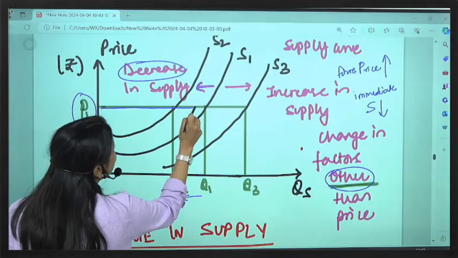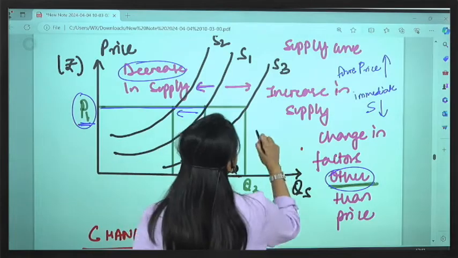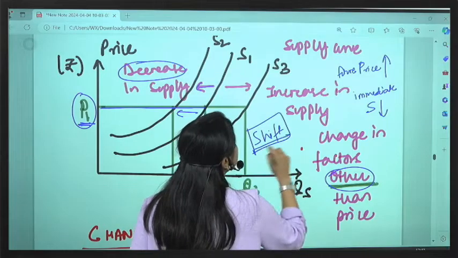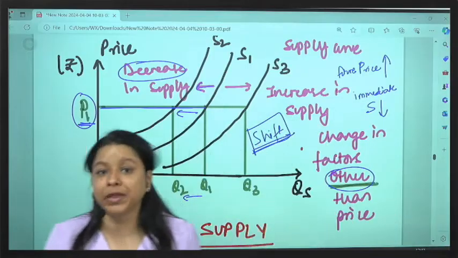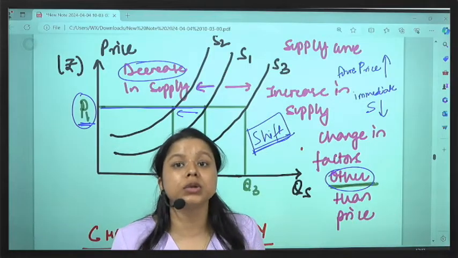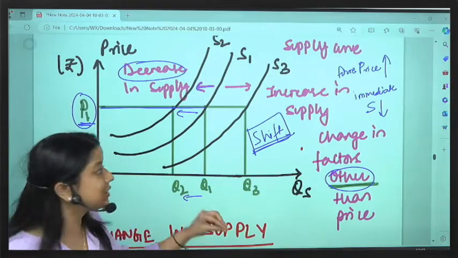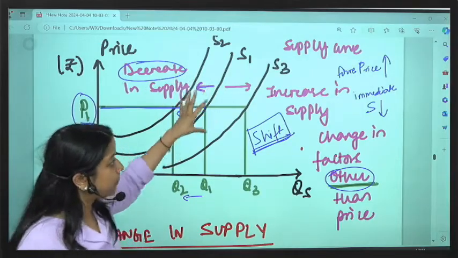At the current price itself we see a shift. This is known as a shift in the supply curve. There is no movement happening because there is no change in the own price. What is changing is a factor other than the own price, and so we are saying that there is a decrease in the supply.